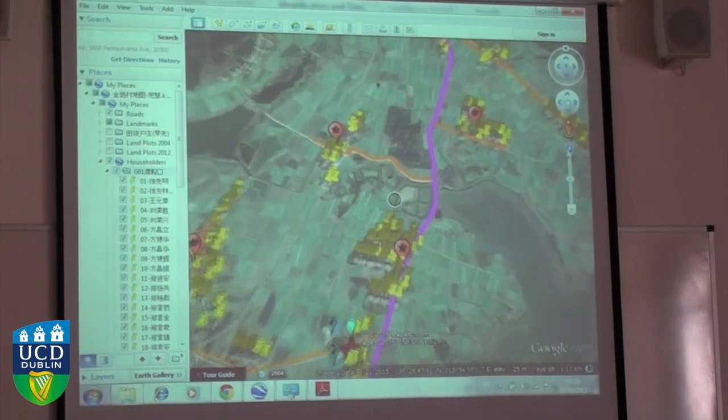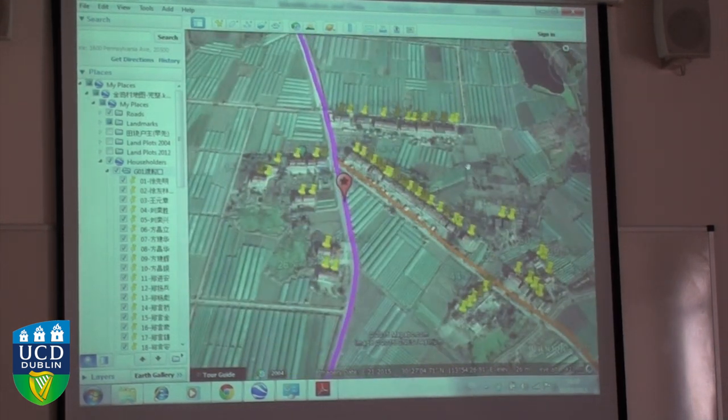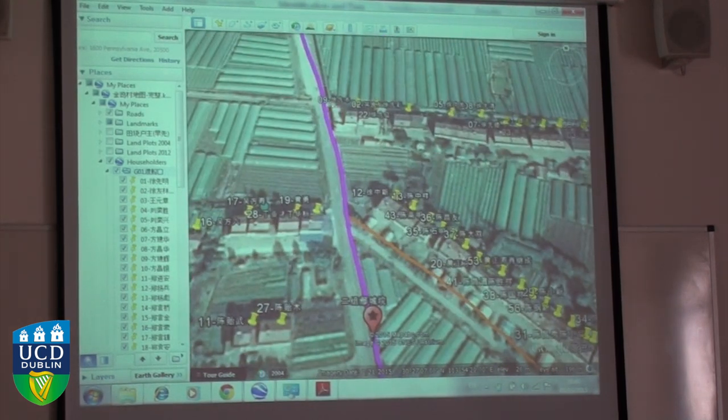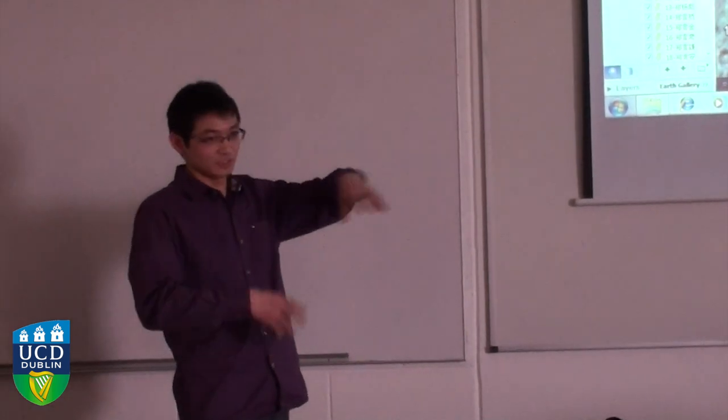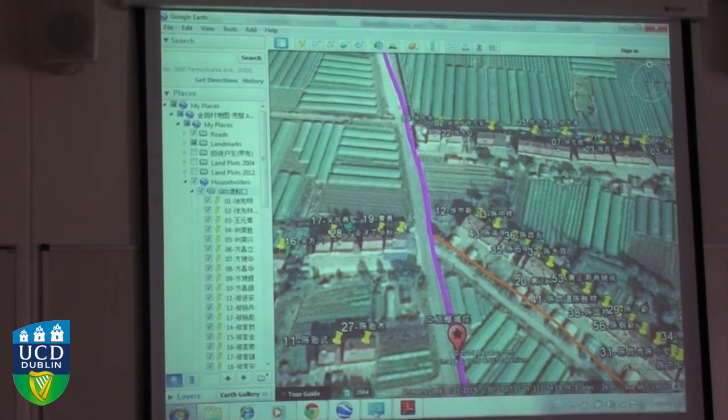In order to record the location of the houses, we label all the houses in this view. So these are houses. We add a landmark to indicate each householder. And then we translate the Google Earth data into coordinates. Here we thank Jin in the School of Geography, who helped me translate the Google Earth data into coordinate data. And then I translated the coordinate data into adjacency matrices.